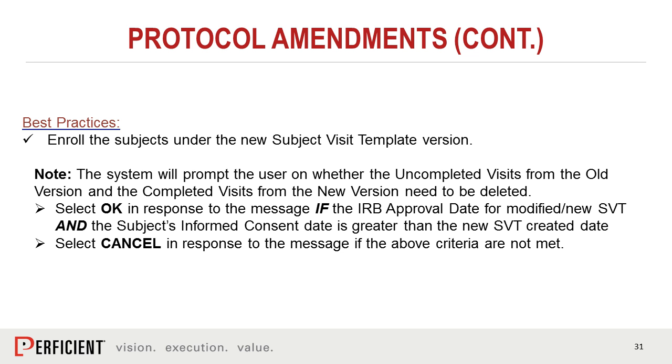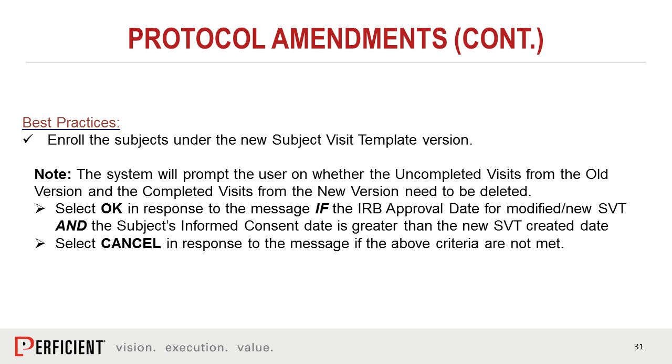So the user will select OK in response to this message if the following criteria are met, and this is important. The IRB approval date for the modified SVT is greater than the new SVT created date, so they've approved the IRB approval date at the site level, and the subject informed consent date is also after that subject visit template. If it in fact applies, it's going to make those modifications and remove things that are no longer applicable to that subject.